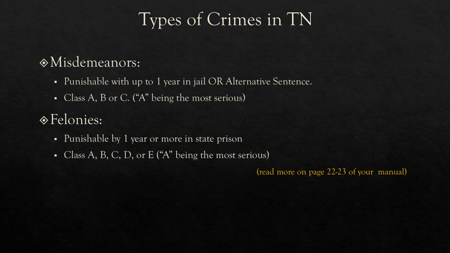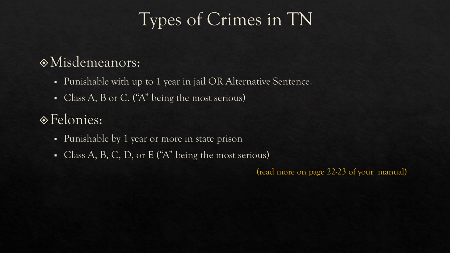report to probation. So basically, misdemeanors are minor crimes, things that are punishable with up to 1 year in jail or alternative sentence. They are classified as class A, B, or C, A being the most serious. That is pretty much all you have to know for the test, or they might give you an example of a crime and what was the sentence, and then they'll tell you, is this a misdemeanor or a felony?